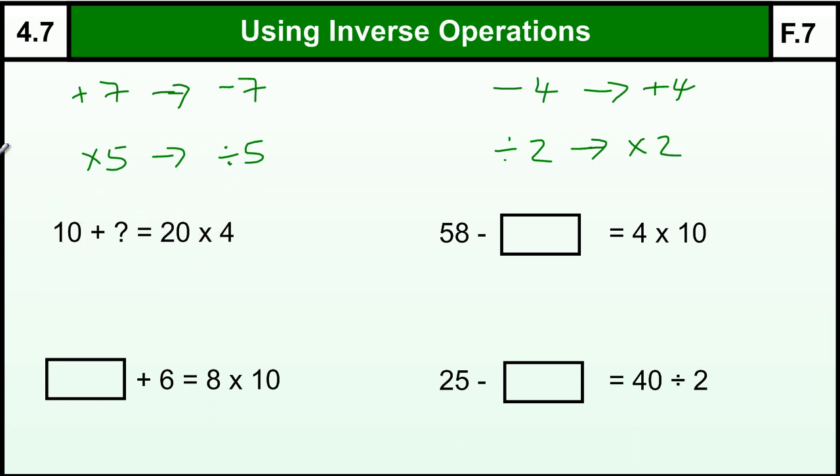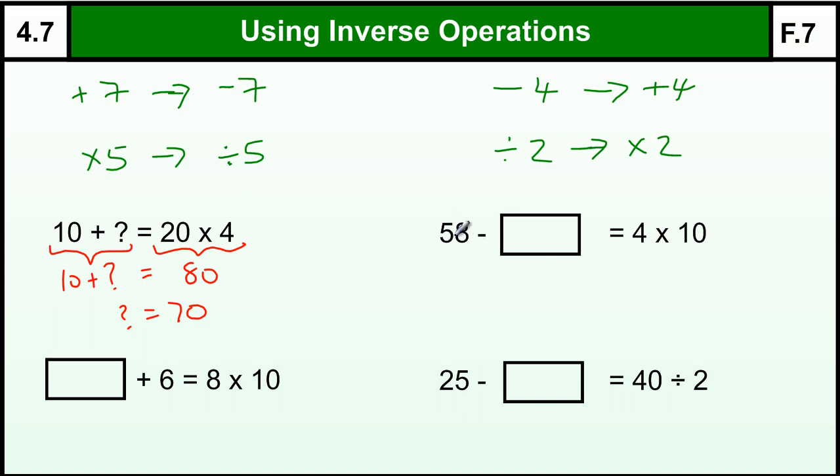So what we need to do is to think about all of this side and all of this side. So 20 times by 4 is 80. Now 10 plus what equals 80? Well, that's clearly 70. So if there's a calculation on one of the sides that you can do, you must do that before you think about what's equal to what.